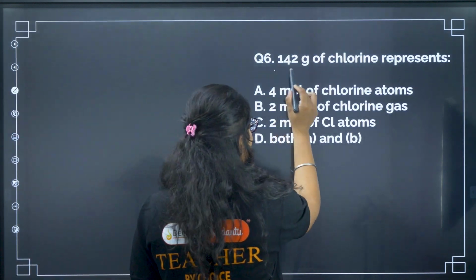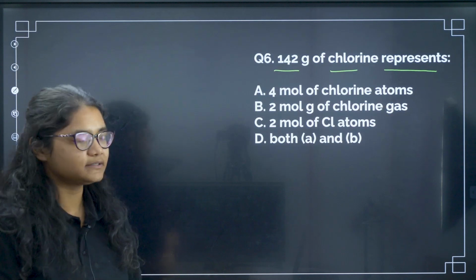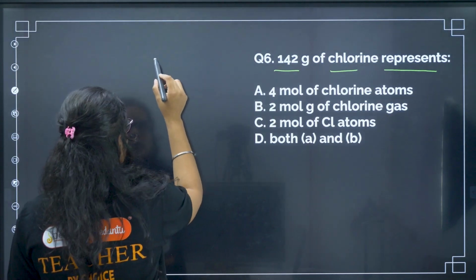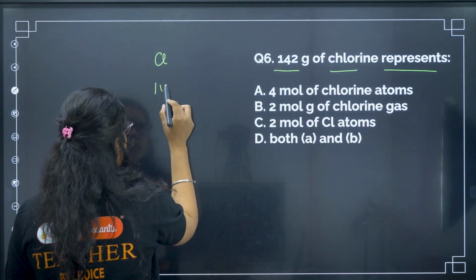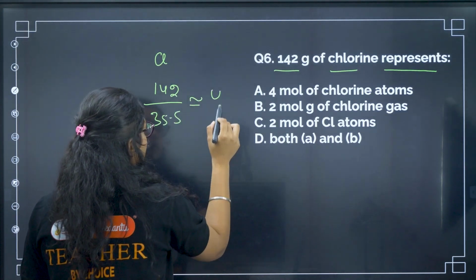Next. 142 gram of chlorine represents what? So this is again from some basic concepts of chemistry. So chlorine, you can see if it is only Cl, so it is 142 by 35.5. So somewhere it is equal to 4.